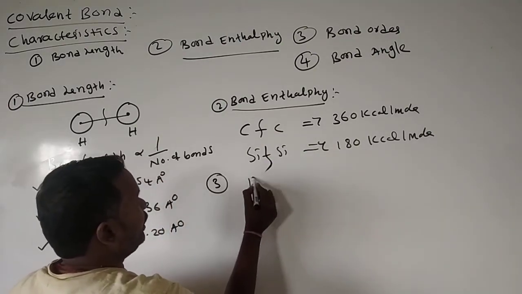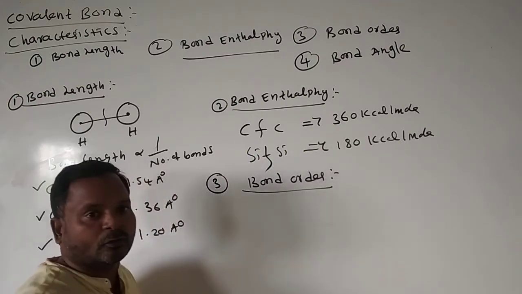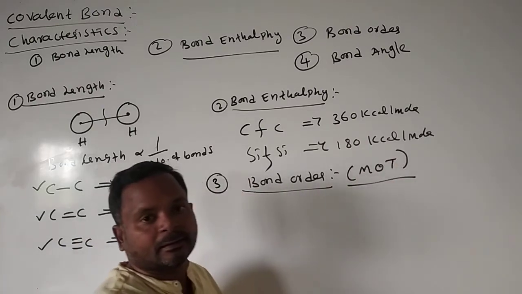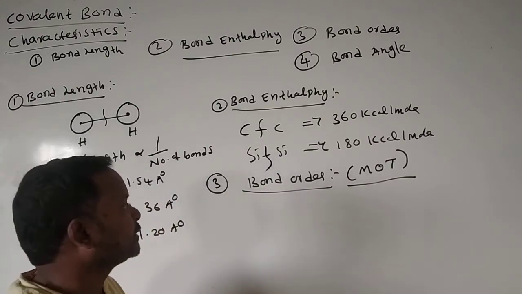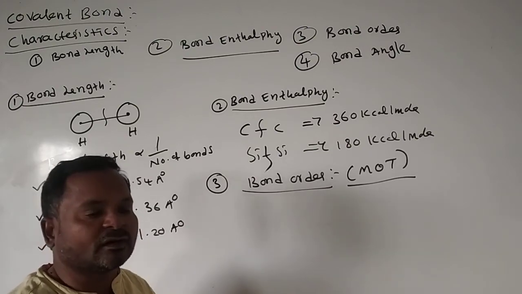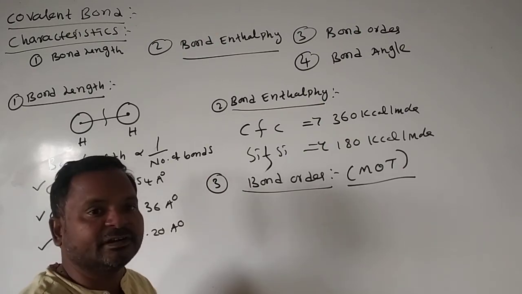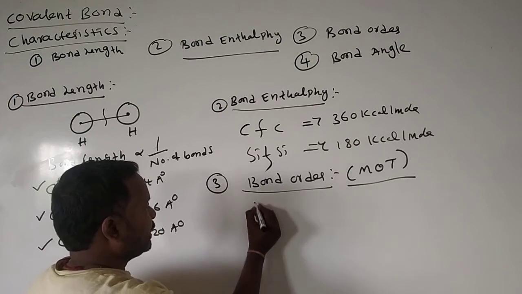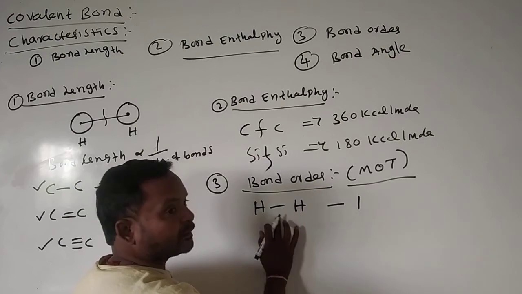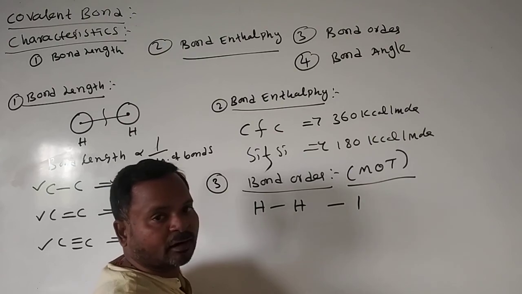Next, the third one, bond order. This can be explained by MOT, molecular orbital theory, which we will see in continuation. The number of bonds present between two atoms we call bond order. Hydrogen-hydrogen: bond order is 1, because only one bond is present.